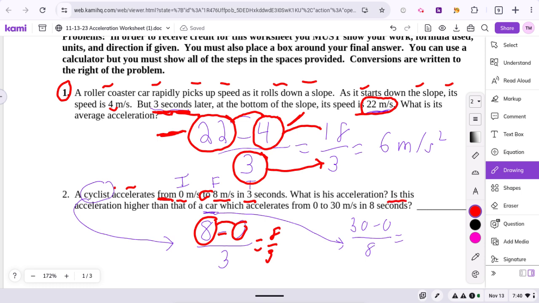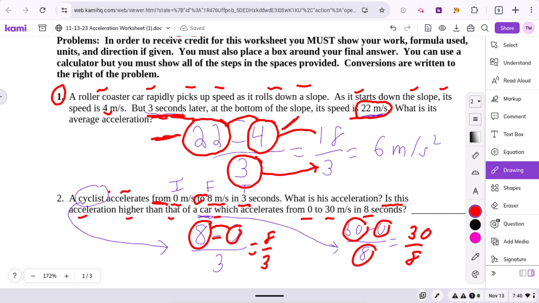And it wants to know, is this acceleration higher than a car which accelerates from 0 to 30 in 8 seconds? So you would then subtract and divide here. You're going to end up comparing these two numbers to see which one accelerates faster. So you just got to divide here, and you can round to 2 decimal places.